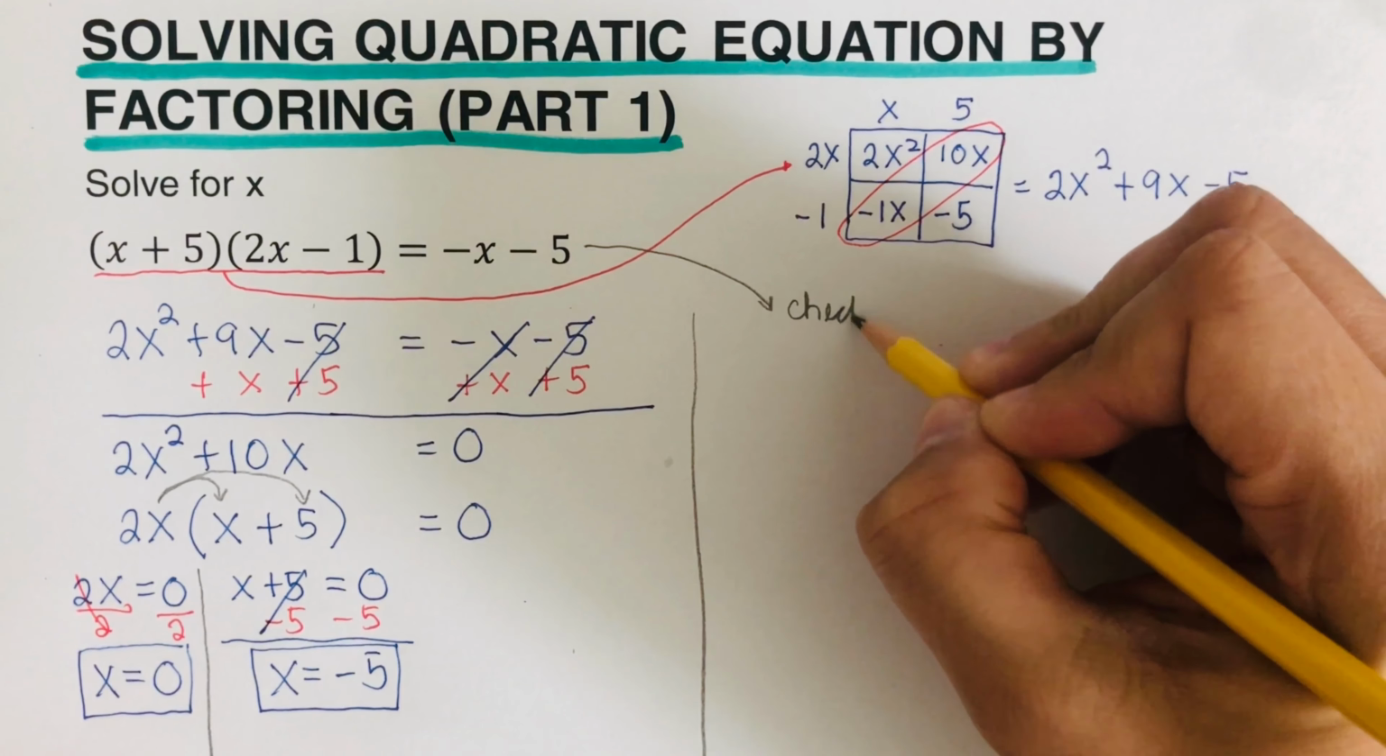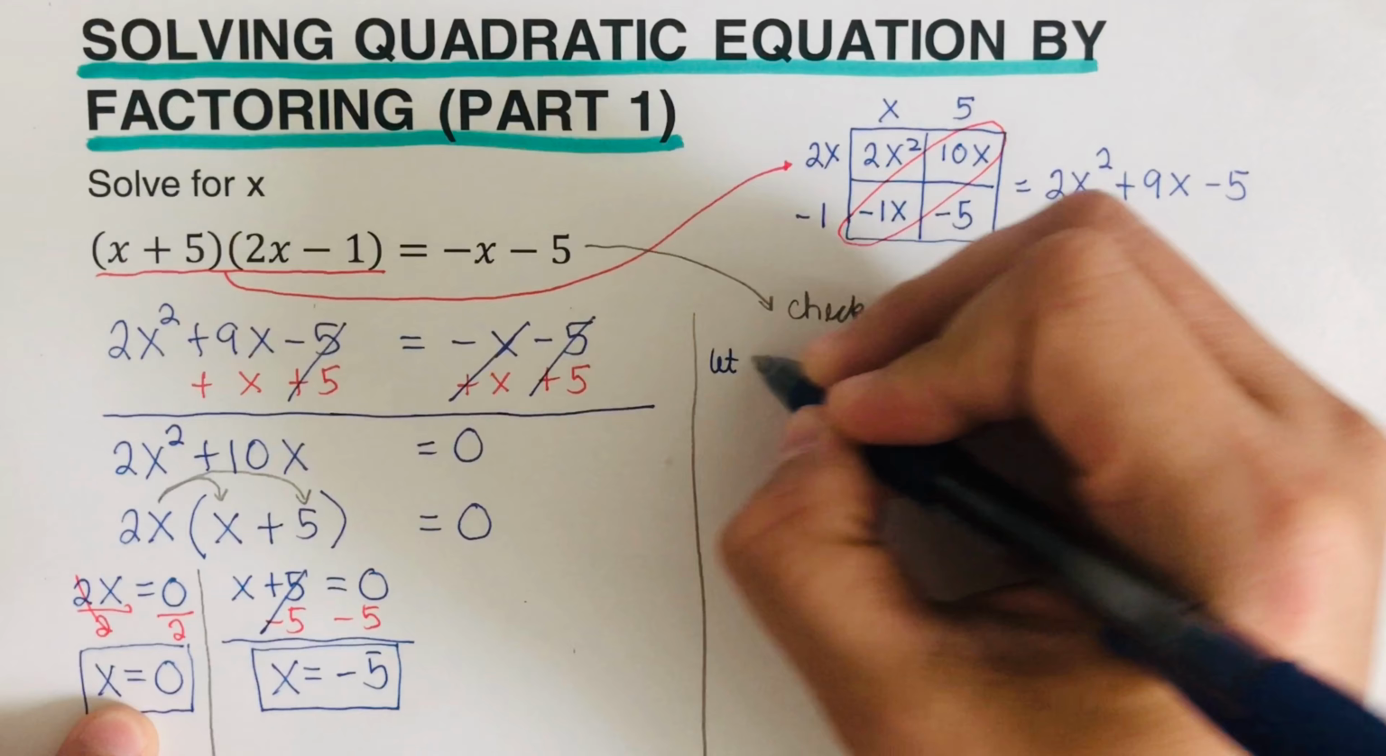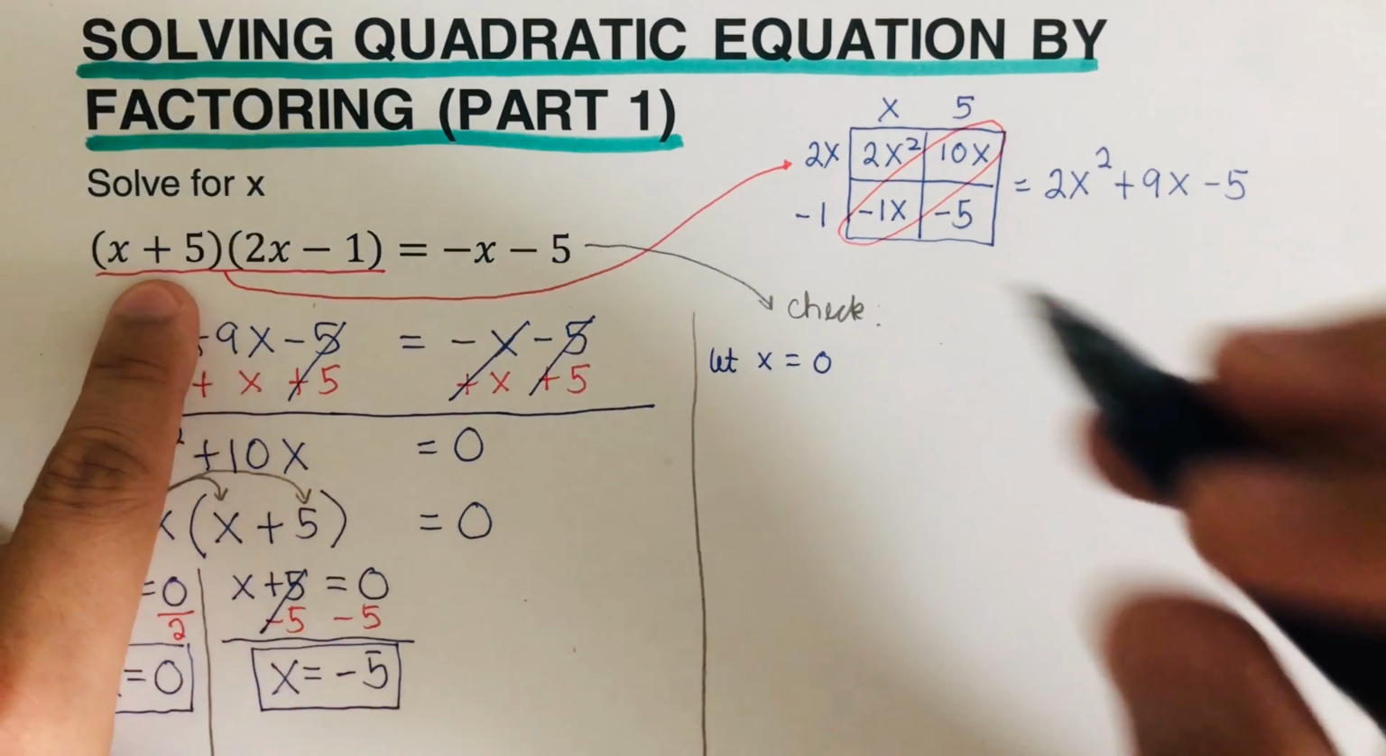So we are going to check our work right here. It is very important that we check, because sometimes we get answers that actually don't work with the original equation. So again, it's very important that we check. So we are going to use the first x here. So we let x equals 0. So we're checking. So we copy the original equation right here.